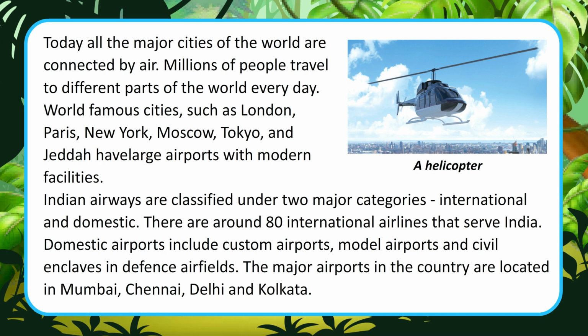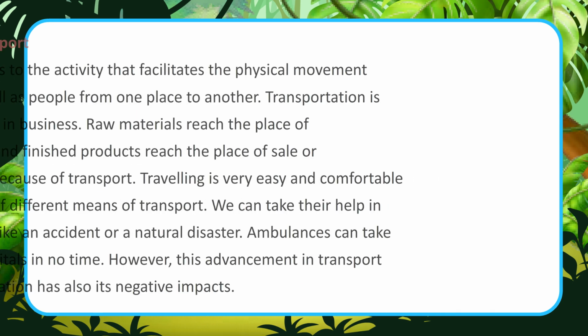Indian airways are classified under two major categories, international and domestic. There are around 80 international airlines that serve India. Domestic airports include customs airports, model airports and civil enclaves, and defense airfields. The major airports in the country are located in Mumbai, Chennai, Delhi, and Kolkata.